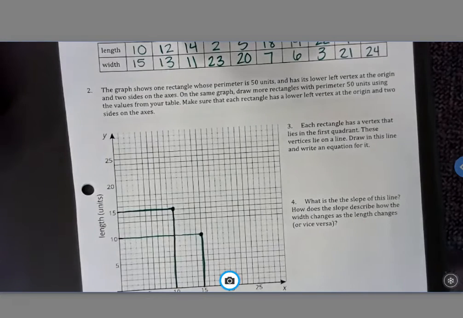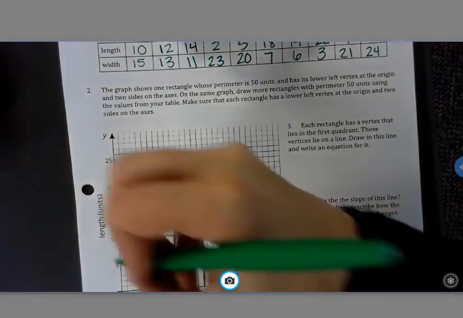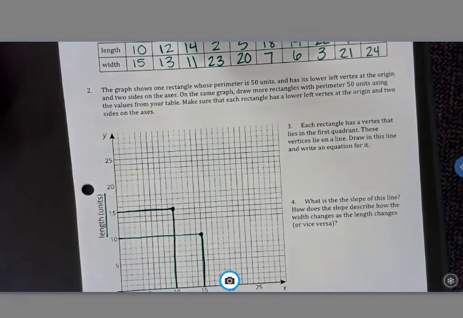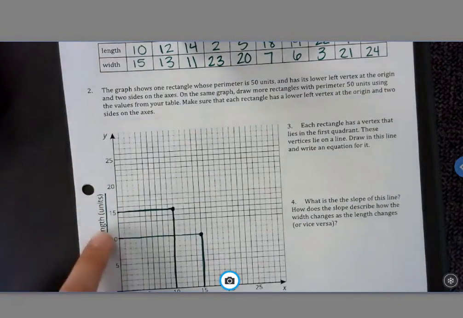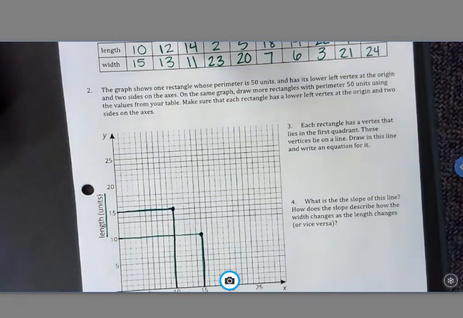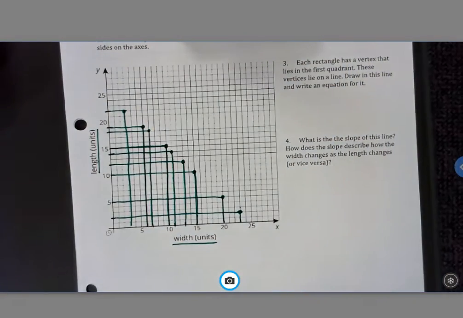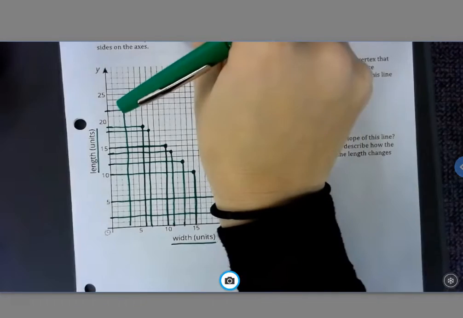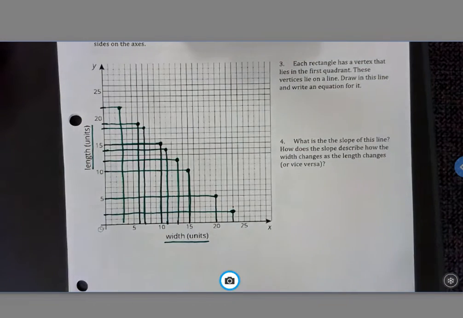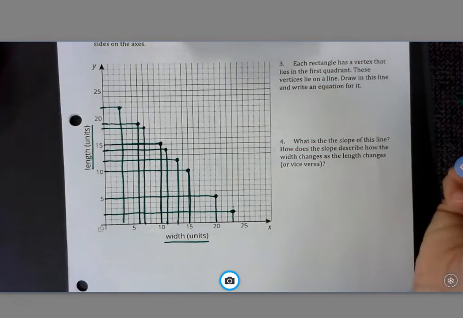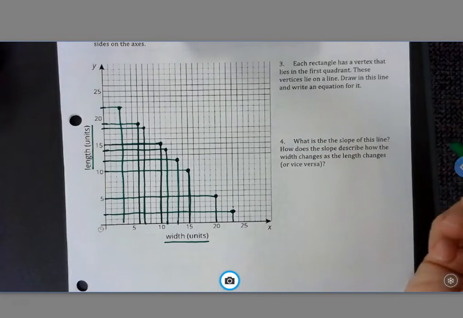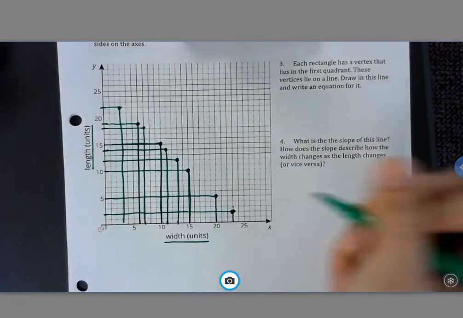Okay, take a minute, pause your video, and draw in all of those rectangles. Make sure you pay careful attention that over here on the y-axis is our length. So make sure you put your lengths on your y-axis and your widths on your x. All right, so if you had different numbers than me, then your rectangles might look a little bit different, but we should all end up with essentially the same thing.